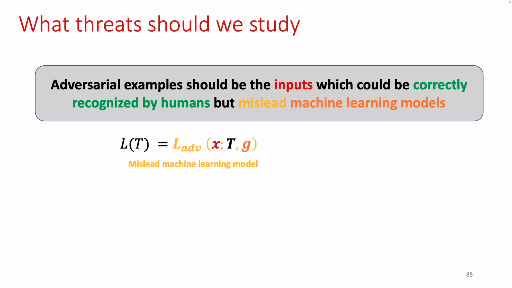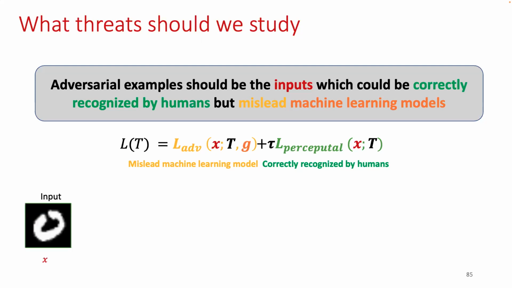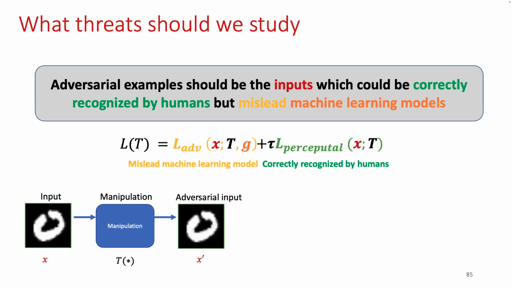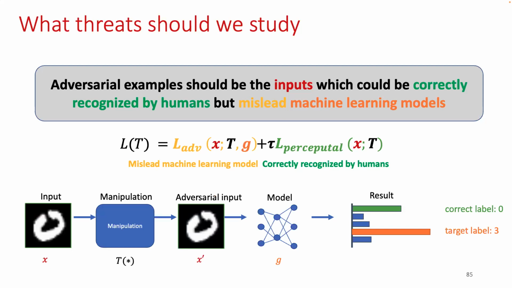First, in order to generate adversarial examples, usually we need to have two losses. We need the adversarial loss, which aims to mislead the machine learning model. At the same time, we need the perceptual loss, so that the input can still be recognized correctly by humans. In this way, we can have a general objective function to generate adversarial examples. Given the input, we design some manipulation function to manipulate it, and then we get the manipulated input, which we feed into the model to mislead it.